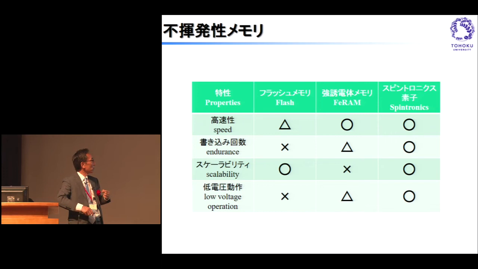And there are the performance or the properties that we have to satisfy. There should be high speed. There shouldn't be any limit on the endurance. And the flash memory can rewrite up to 1,000 times. So it is solved with a controller to prevent this problem. And the spintronics element will be perfect for all of these functions.